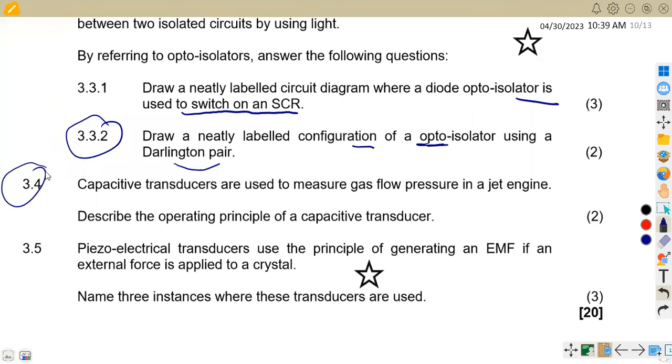All right, 3.4, the capacitive transducers are used to measure gas flow pressure in a jet engine. Describe the operating principle of a capacitive transducer.